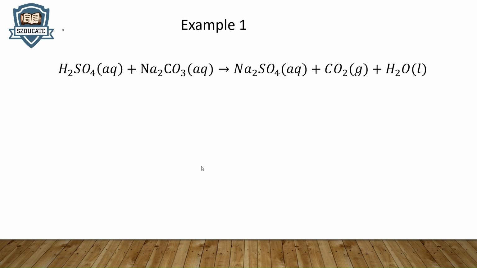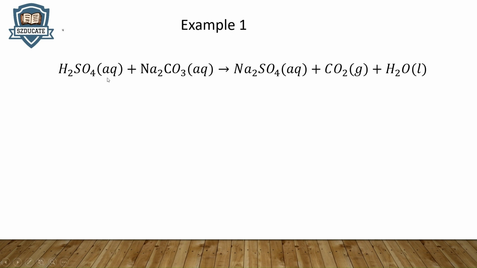Okay, example 1. This is acid plus carbonate. So we have sulfuric acid added to sodium carbonate to give you your salt, carbon dioxide and water. Now, make sure you have written all the state symbols correctly. If your state symbol is wrong, your ionic equation is most likely also going to be wrong.